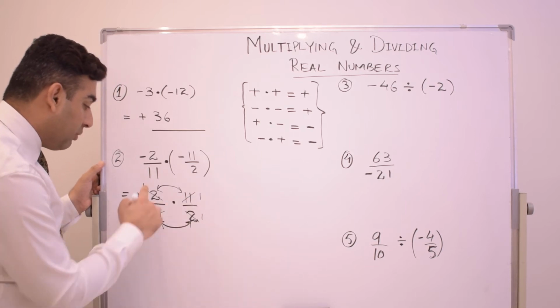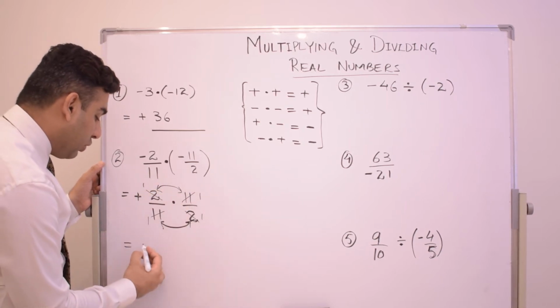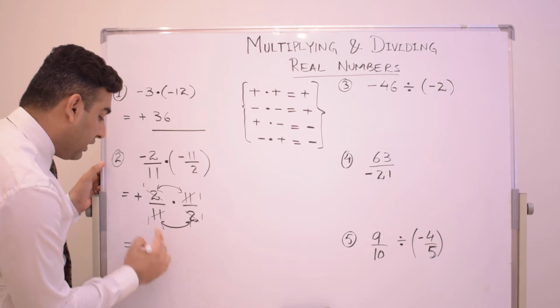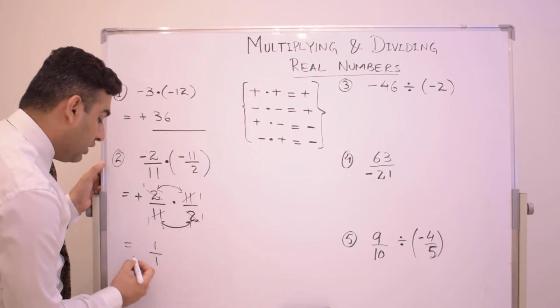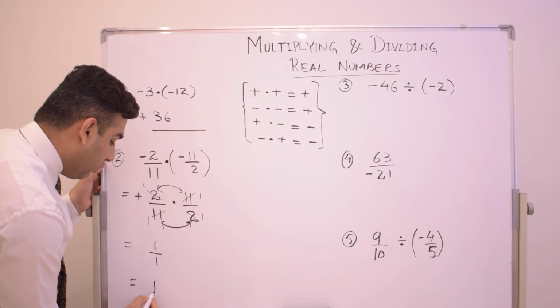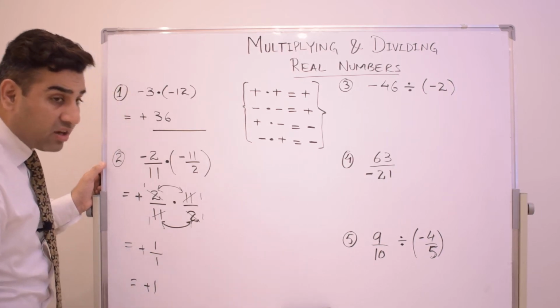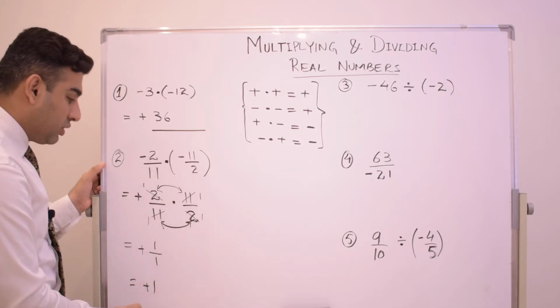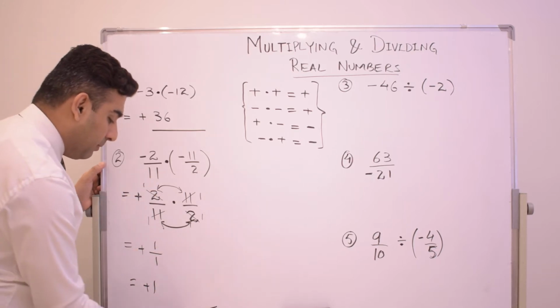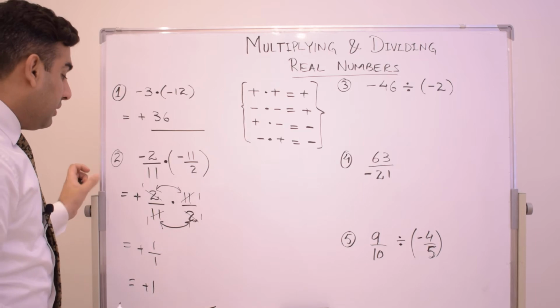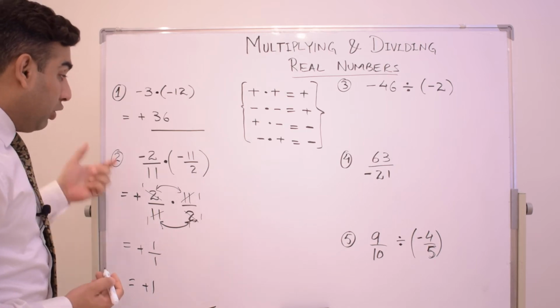So guys, now we multiply the remaining numbers. 1 times 1 is 1 and 1 times 1 is 1. So the answer is 1 over 1, which is 1, which is plus 1. There is no need to write the plus, it is understood, but I just wrote it as I was writing in the above step. So guys, I hope you understand.